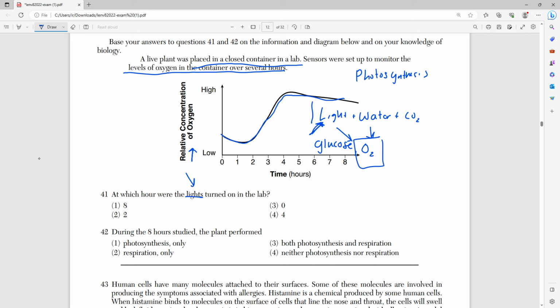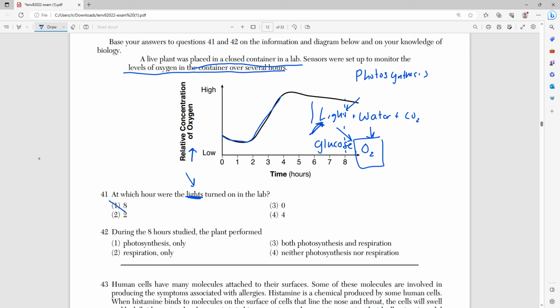So at which hour were the lights turned on? Well, if you think about it, in order to make the most oxygen, we need the most light. So obviously the lights are going to be on in the lab wherever there's the biggest production or the biggest concentration of oxygen, right? So let's see where that hour is. Is it at hour 8? Well, think about it. At hour 8, the concentration of oxygen is already pretty high, right? This means we're really just looking for this spike.